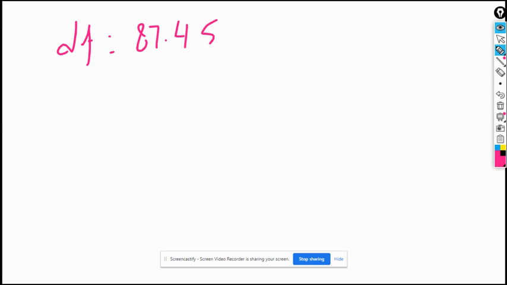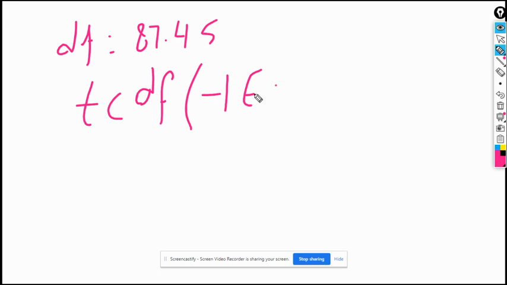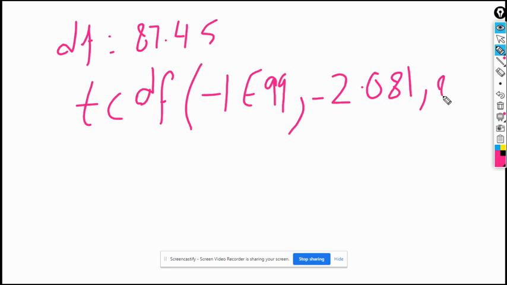Now to find the value, I'm going to use tcdf, and the lower value because I want less, so negative 1 E to the power 99, comma, the upper value is negative 2.081, comma, with a degree of freedom 87.45, and I press enter. It's going to come up as 0.0202.